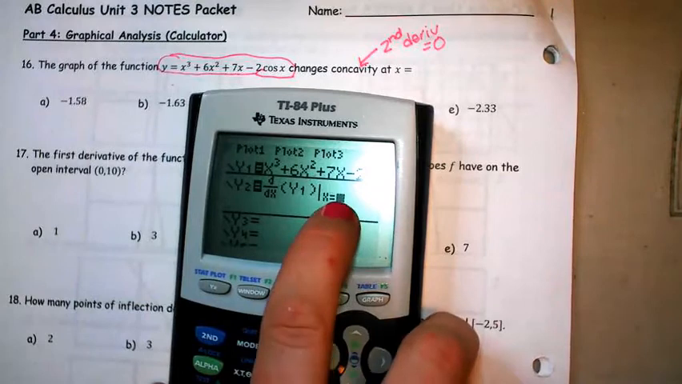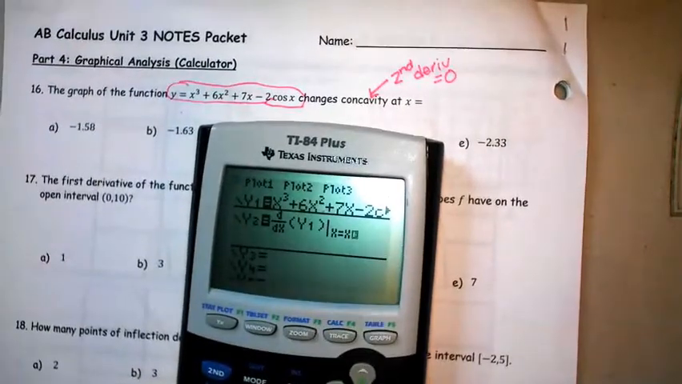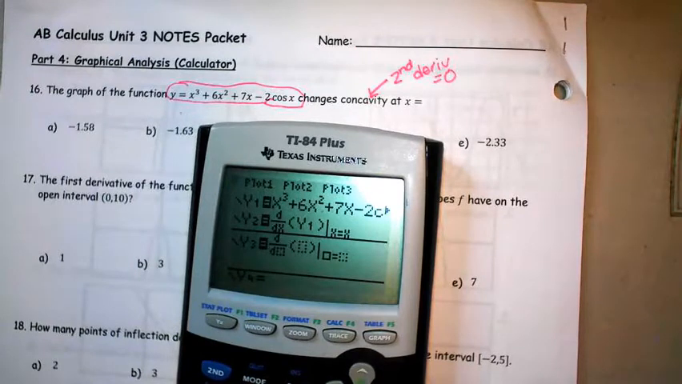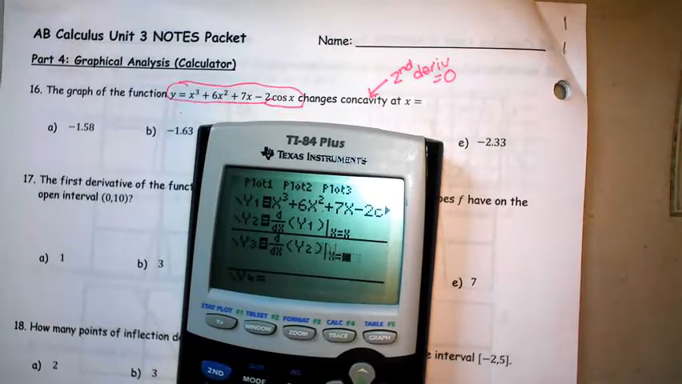And over here on the right, you always want to put x equals x to graph a generic derivative. But I want the second derivative. So I'm going to go down to y2 and hit math 8 again. And I'm going to now take the derivative of y2 at x equals x. Now, I don't want to hit graph yet because it would graph all three of these.